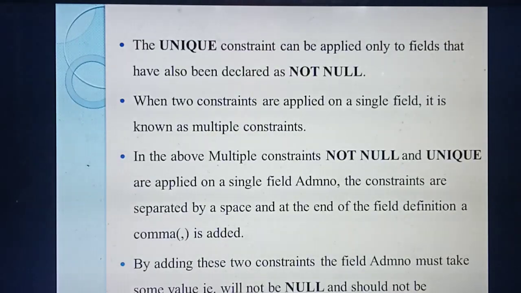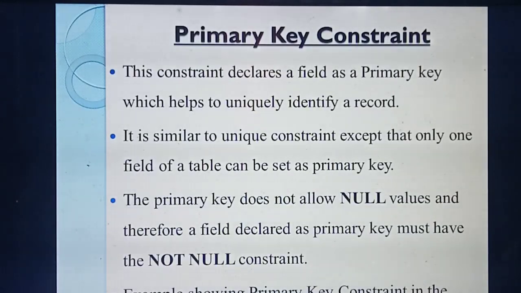Understand? Yes. So here, what's the meaning of not null? Not null means you should give some value for the field. Understand about the unique constraint? Yes. Then what do you mean by multiple constraint? If two constraints are applied to the same field, then we call this a multiple constraint. Understand? Yes. So the next type of constraint is the primary key constraint.